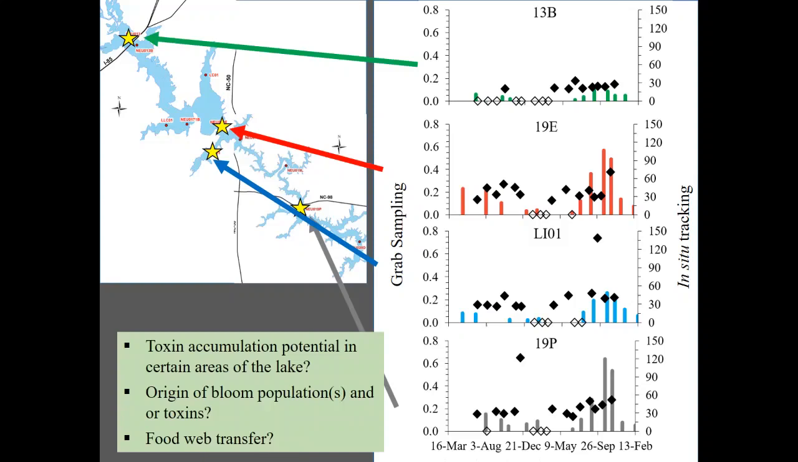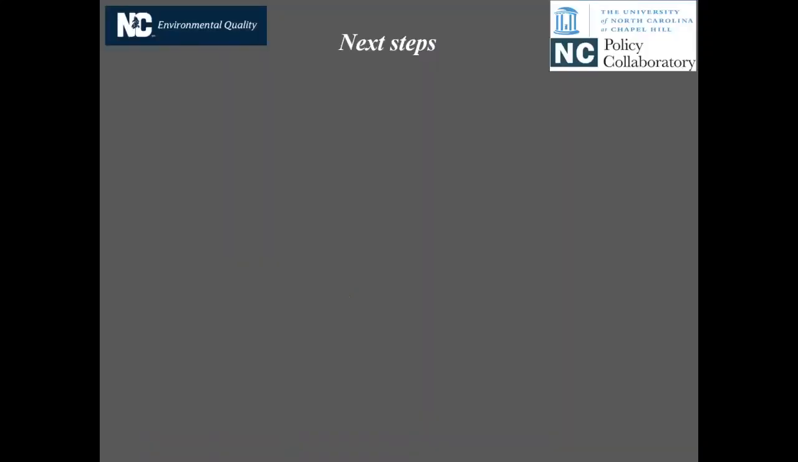Some of the takeaways here that warrant further investigation: are there certain areas where the toxin tends to accumulate, or where we actually have the blooms originating? So if you look at these two stations, 19E and 19P, you can see that there's an accumulation of the toxins based on in situ tracking that is not reflected in the grab sampling effort and not seen at the other two stations. So if that's the case, is there also a higher potential in those areas for food web accumulation over time? So many more questions that we're looking into.